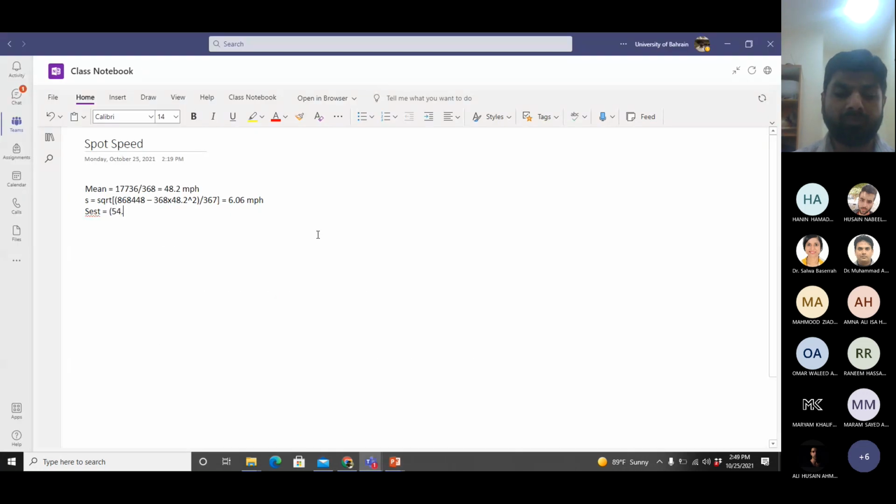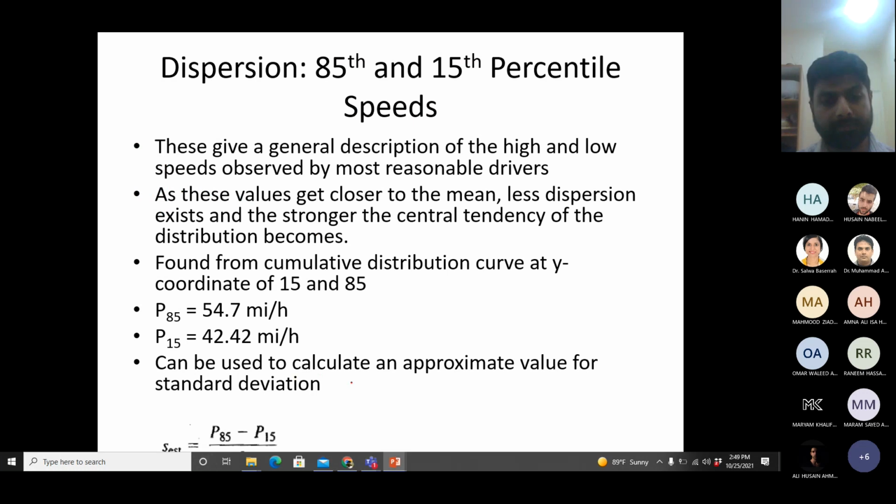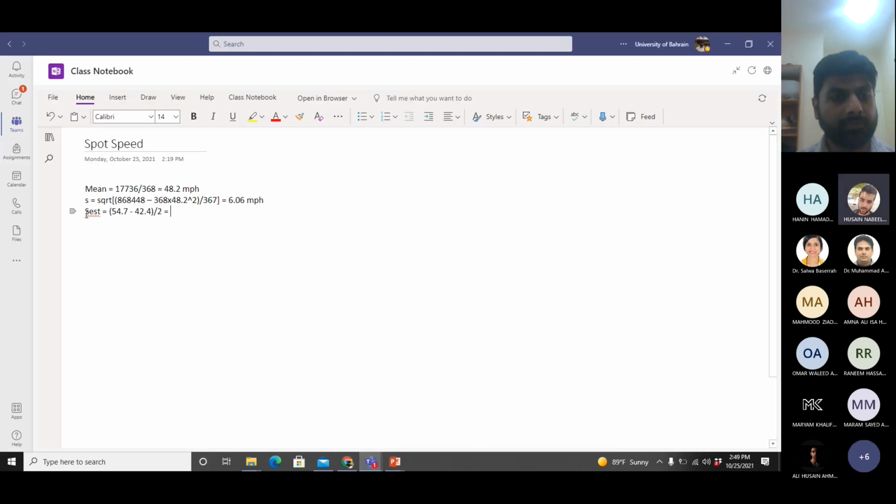Okay, so 54.7 minus 42.5, the 85th and the 15th percentile, divided by 2. So how much is it? 6.1. Okay, now you can see this is very close to the actual standard deviation, right? This is very close, but not the same.